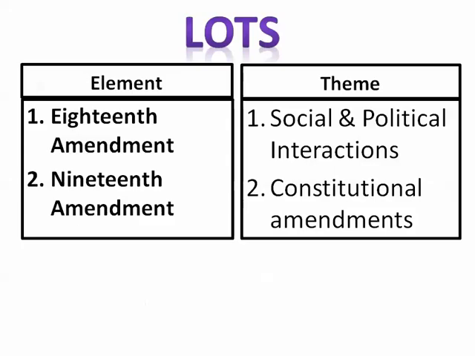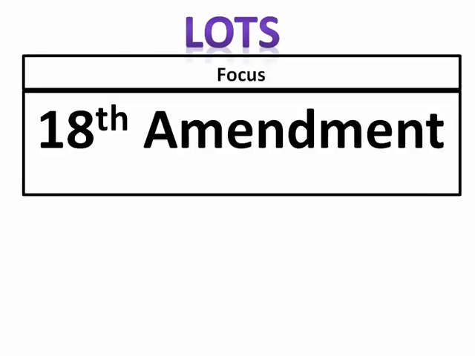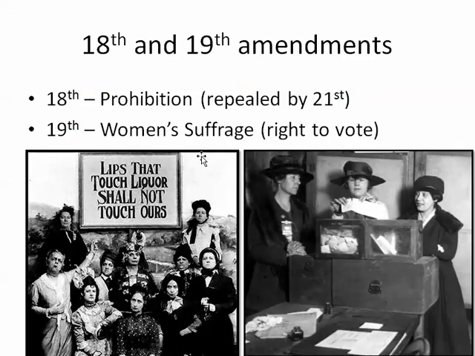Let's look at this. Our elements are 18th Amendment and 19th Amendment, social and political interactions, and constitutional amendments, changing the Constitution. Let's first look at the 18th Amendment. All right, 18th and 19th Amendments. 18th is prohibition. It's going to be repealed by the 21st. We'll look at that one too. But the 18th and 19th are what were required on the EOCT.